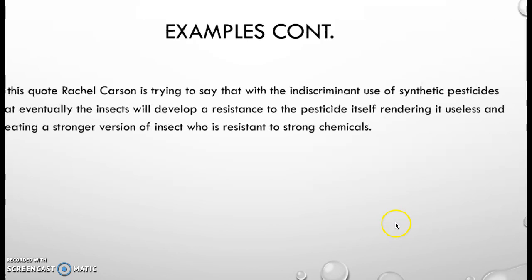In this quote, Rachel Carson is trying to say that with the indiscriminate use of synthetic pesticides, eventually the insects will develop a resistance to the pesticide itself, rendering it useless and creating a stronger version of the insect who is resistant to stronger chemicals.